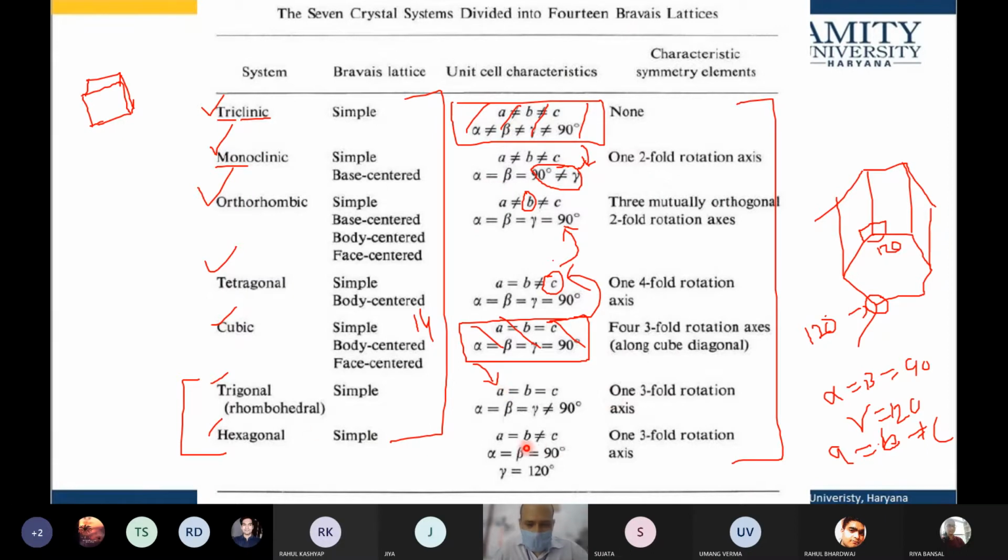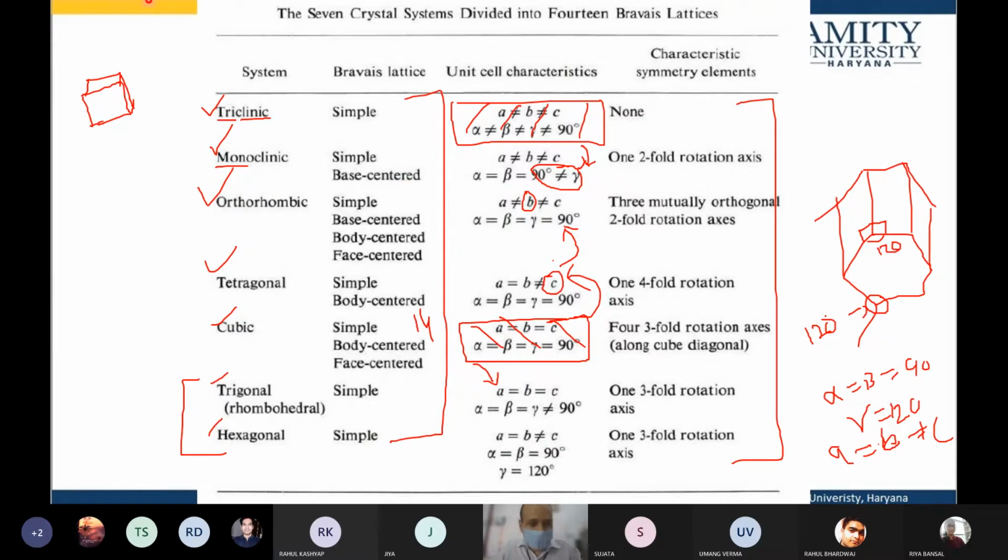And then hexagonal. Hexagon, from the name we know what a hexagon is. Each angle in the hexagon is 120, and the other two are 90 degrees. So between A and B and B and C, alpha and beta are 90 degrees, and gamma is 120 degrees, and two sides are equal. So A is equal to B but not equal to C, that is the vertical side. So this way we can remember all the crystal systems.